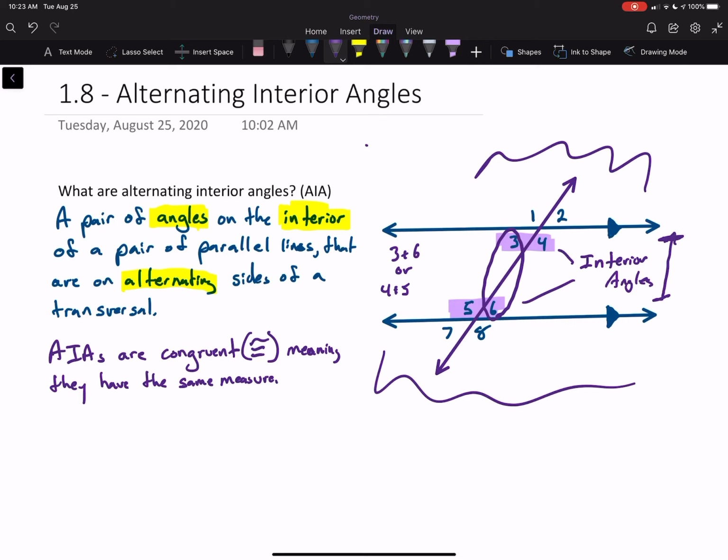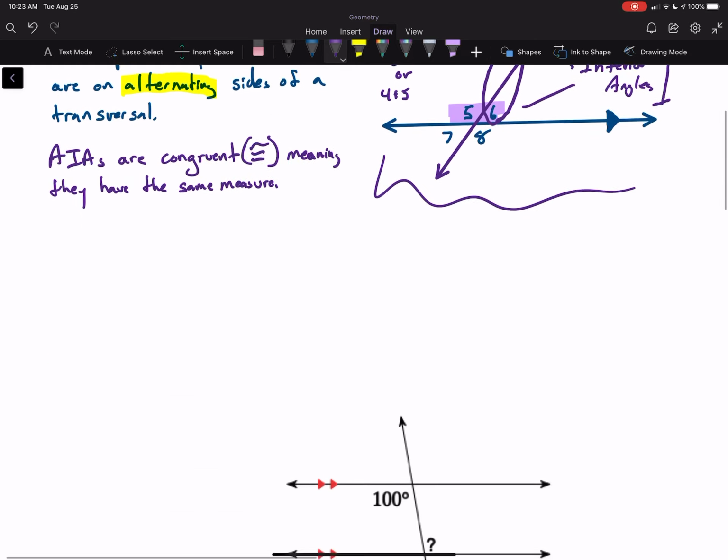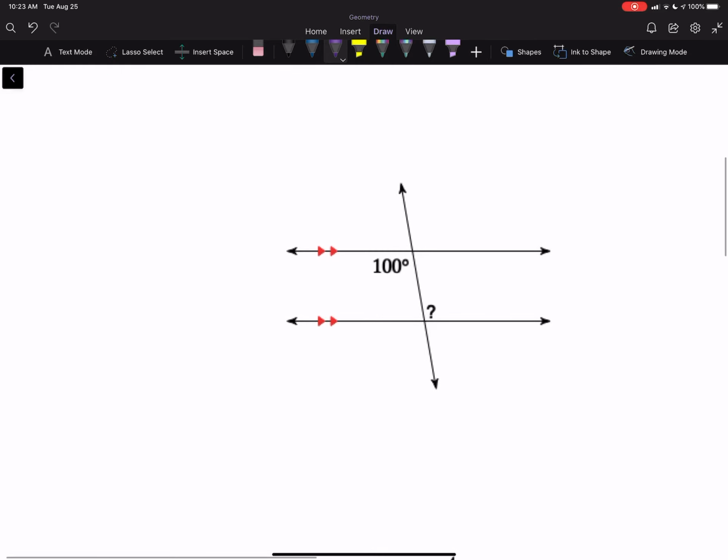Again, the difficulty is going to be in spotting which one is the right one to go with, and that's what we're going to be working on as we progress. All right, let's take a look at some samples. First one: since these are alternating interior angles, they're both interior angles of the two parallel lines. They're on opposite sides of the transversal, one on one side, one on the other. They are alternating interior angles, so that would mean that it is 100 degrees.